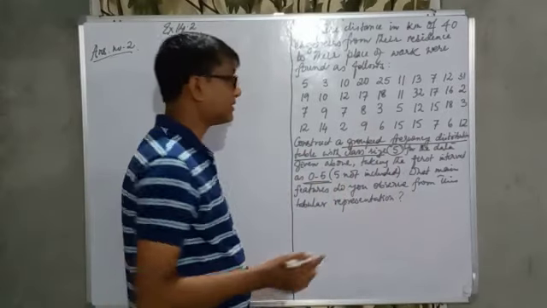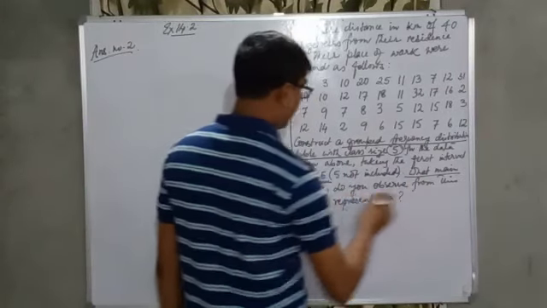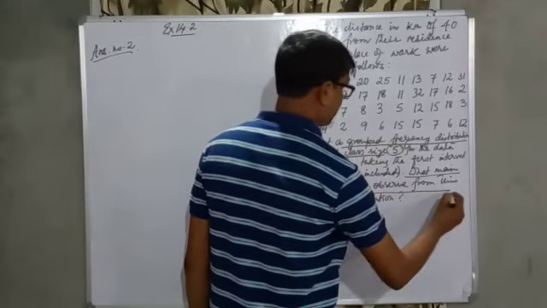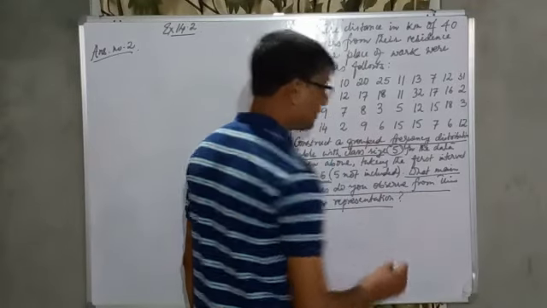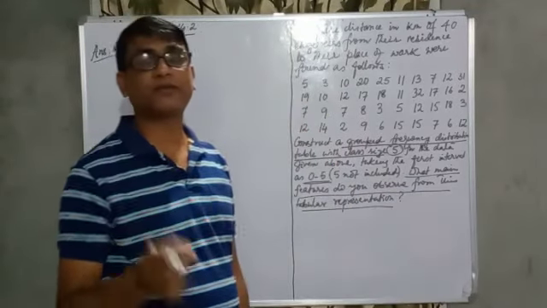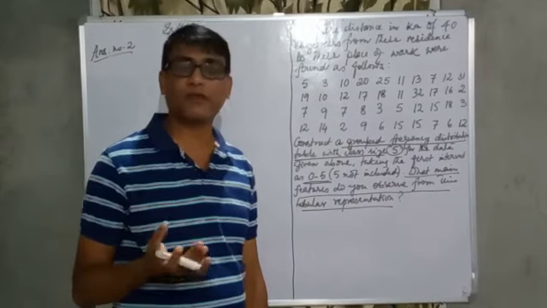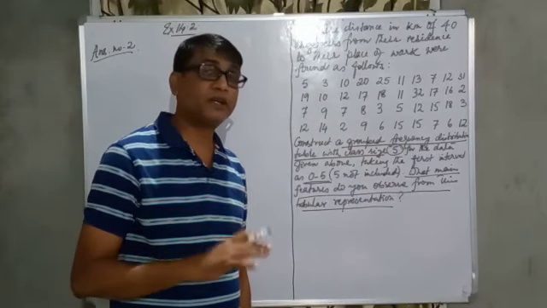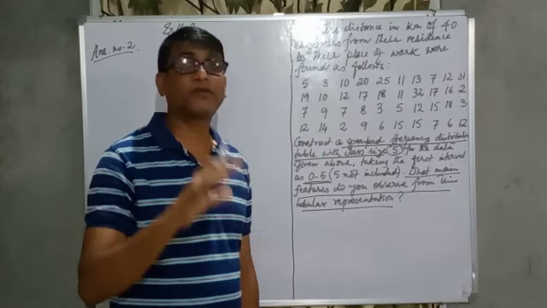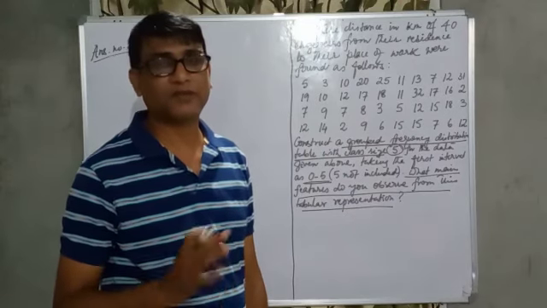And one more question is: what main features do you observe from this tabular representation? So first you have to make the grouped frequency distribution table, and from that table, whatever main features we observe, we also have to write.